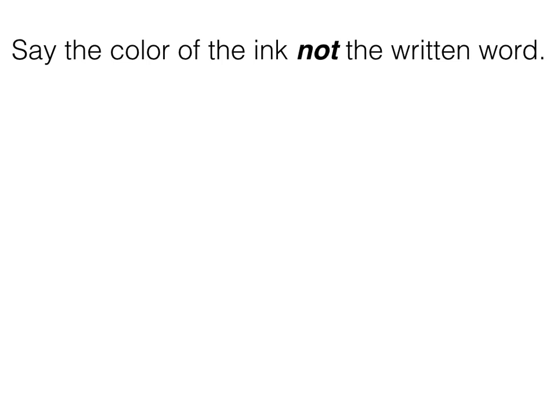In the Stroop task, you're given a color word and told to say the color of the ink, not the word itself. For example, here we have the word blue written in blue ink. So I would say blue because the ink is blue. However, here we have the word blue, but now written in red ink. So my response should be red.